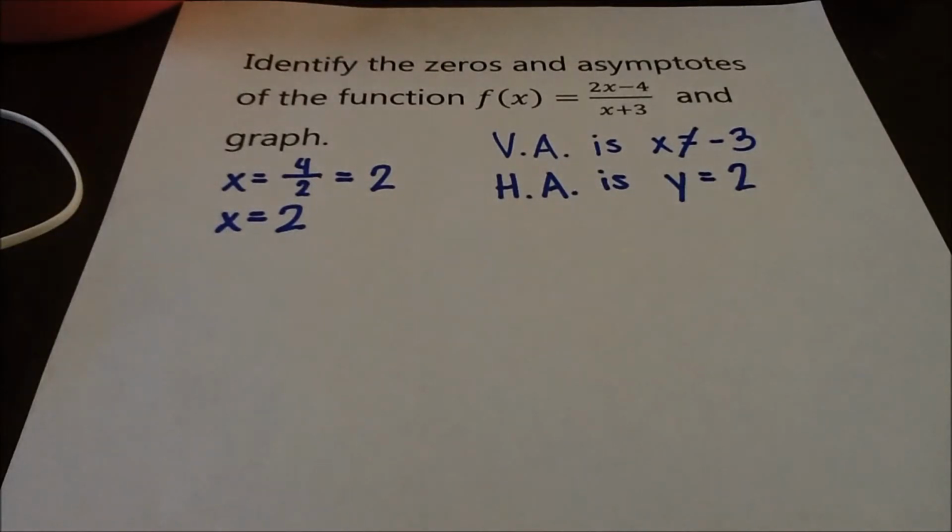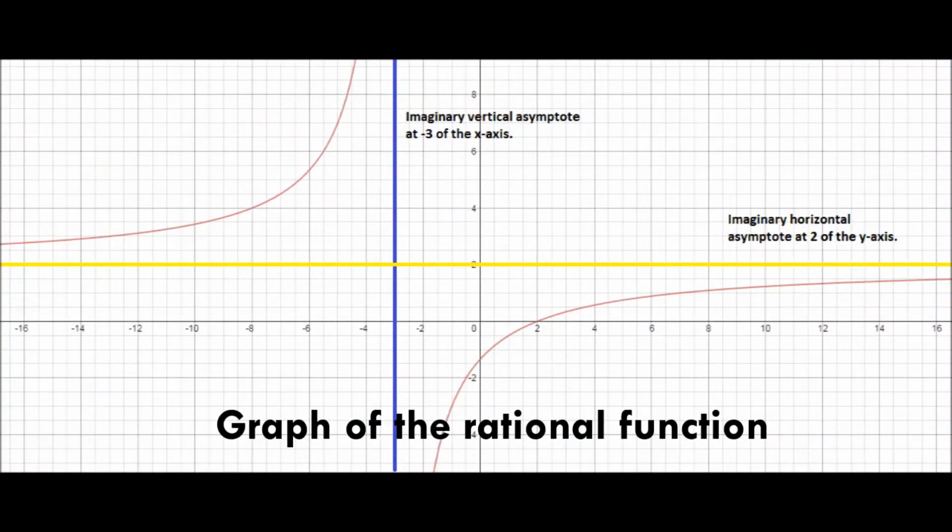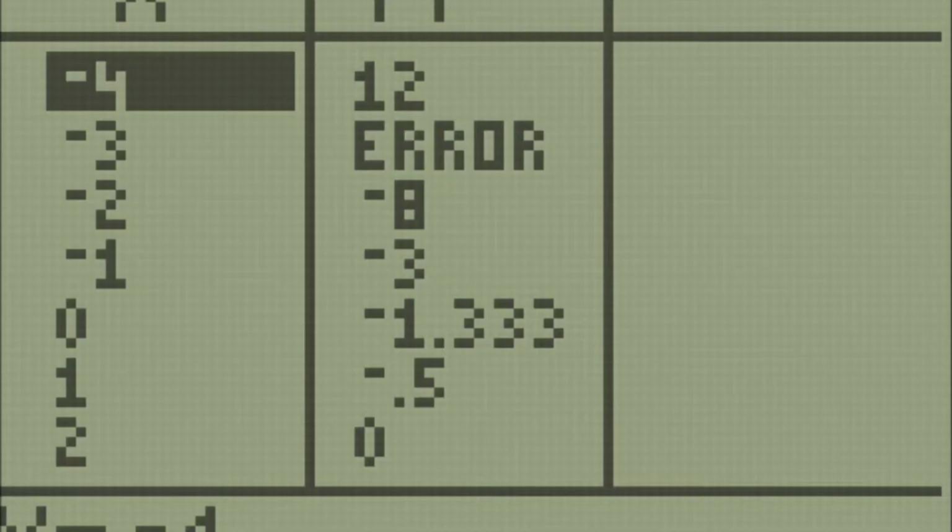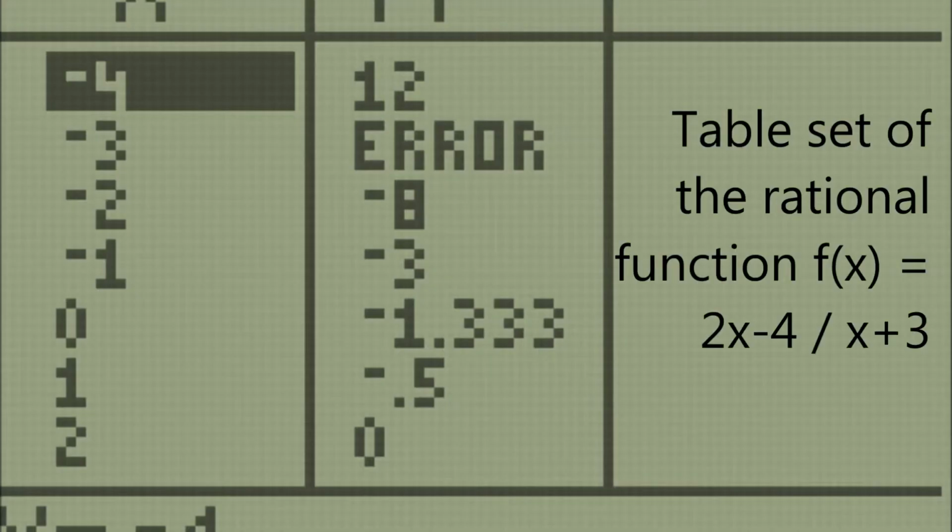And then we can graph this in the graphing calculator to see the actual graph. This is the graph of the rational function. As you can see here, I have put the vertical and horizontal asymptotes to see that the hyperbolas do not cross both of them. This picture shows the table of the rational function, and you see that there is an error at x equals negative 3. The value of negative 3 will make the function undefined, as it will make the expression in the denominator equal to 0, and anything divided by 0 is undefined.